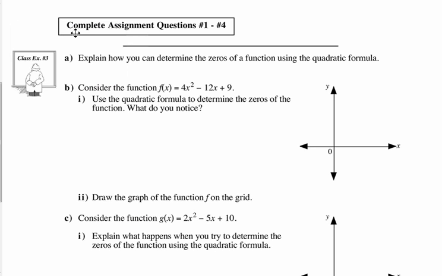So if you can open up, we're on part B of lesson 6, and yesterday we talked about the quadratic formula. And our quadratic formula is x equals negative b plus or minus the square root of b squared minus 4ac all over 2a.